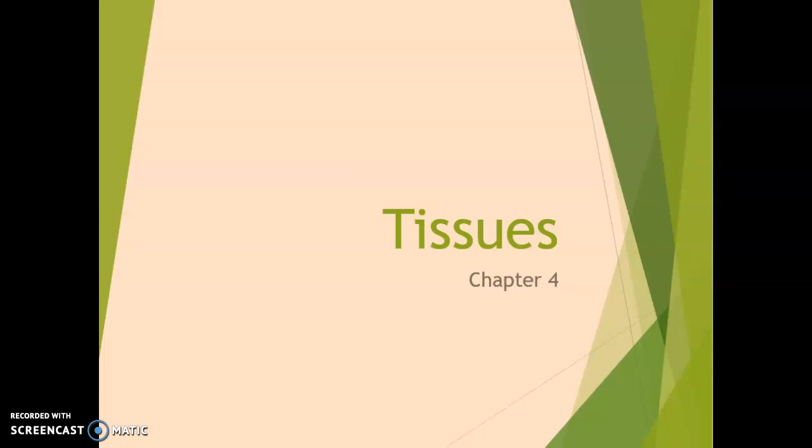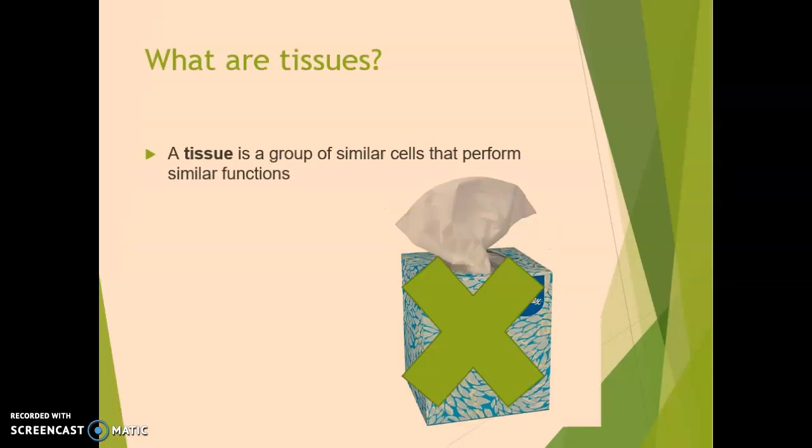So chapter 4 is about tissues. What are tissues? No, not Kleenexes. So a tissue is a group of similar cells that perform similar functions. So there can be multiple types of tissues together that make up an organ, but they are all not the same.